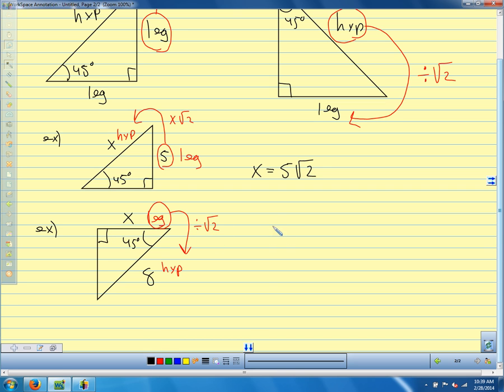So I'm going to do, whoops, I drew my arrow the wrong way. I'm going from the hypotenuse to the leg. So we still divide by the square root of 2. But I drew my arrow the wrong way. Divide by the square root of 2. So x equals 8 divided by the square root of 2. Do we remember what we have to do if we have a square root in the denominator? We usually don't like to write our answers with square roots in the denominator, so we do what we call rationalize the denominator.